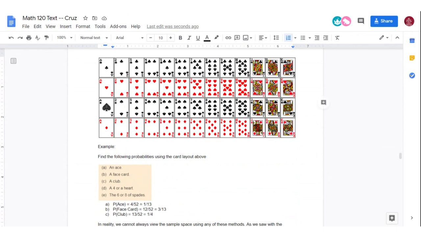All right, now D. Now, we haven't talked about, we'll get something called the OR rule coming up for probability. But this we're going to just do by counting, by looking at the sample space. But it's 4 or heart. So you're going to have to look and count. So there's 1, 2, 3, 4 hearts, right?